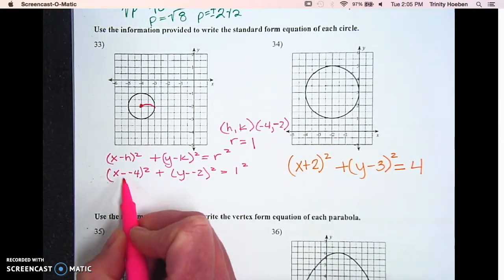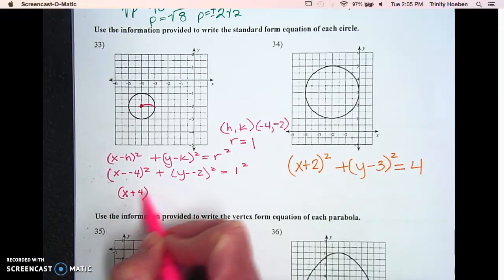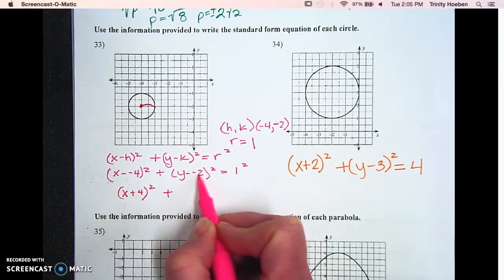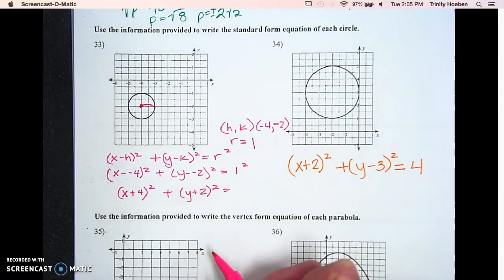So when you go to simplify, if you have minus minus, it ends up being x plus 4 quantity squared. Same thing happens here, so it's y plus 2 quantity squared. And then 1 squared is just 1.